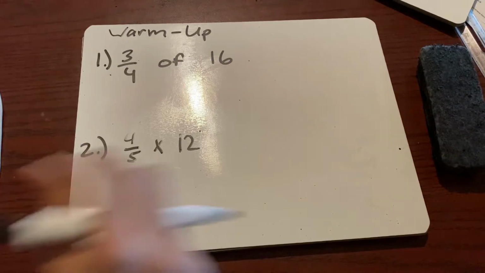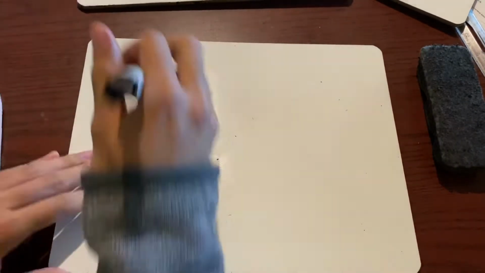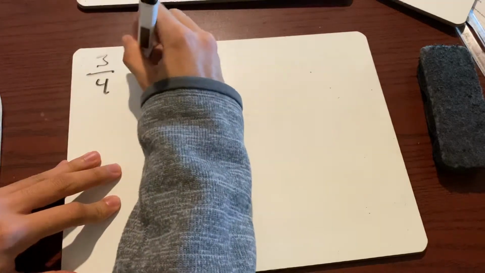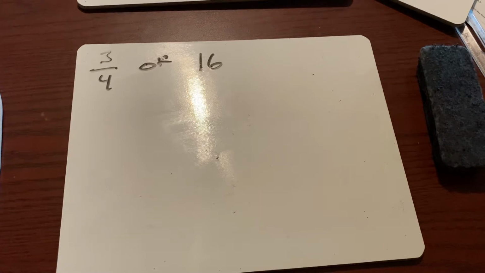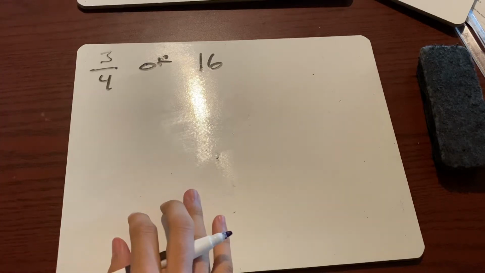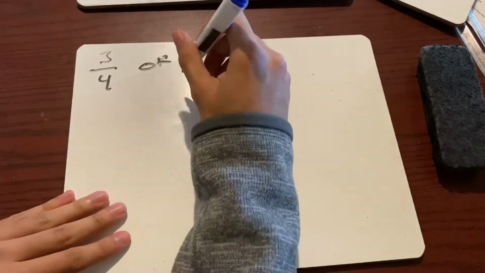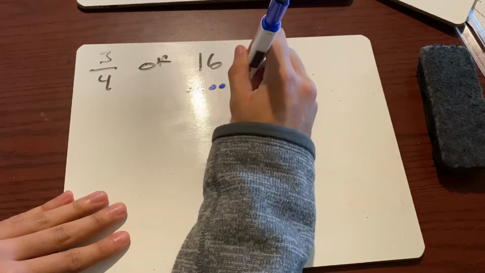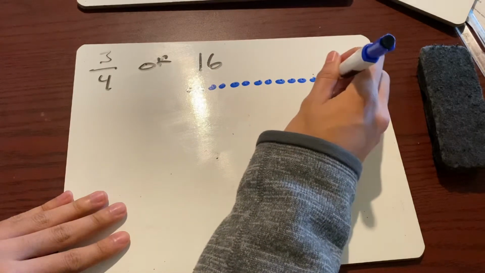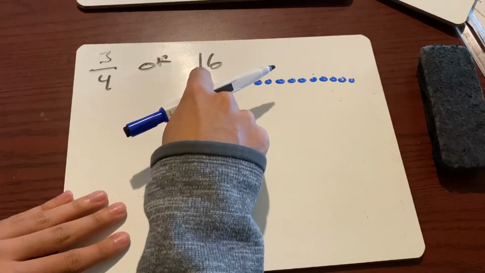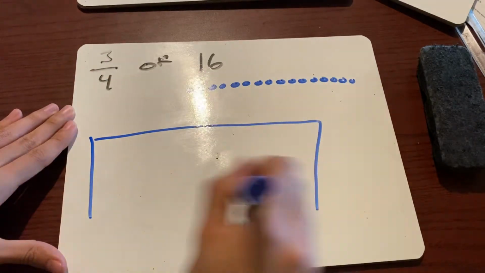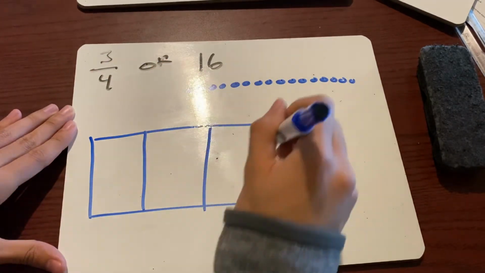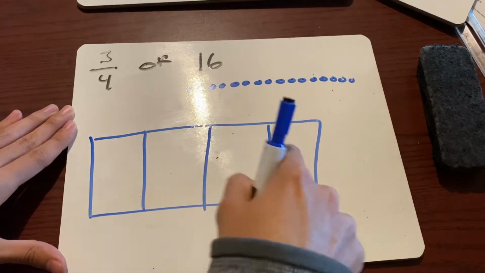All right, so number one says 3/4 of 16. So again, of means that's like a multiplication sign. So how do we want to approach this problem? Well, I think I'm going to make my circles: 1, 2, 3, 4, 5, 6, 7, 8, 9, 10, 11, 12, 13, 14, 15, 16, right? 16 total. How many rows? 4. My denominator tells me that. I'm splitting it up into 4. 1 row, 2 rows, 3 rows, 4 rows.